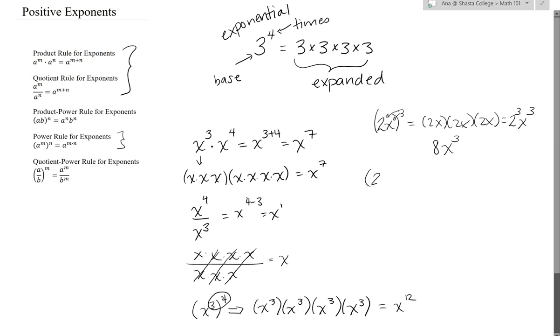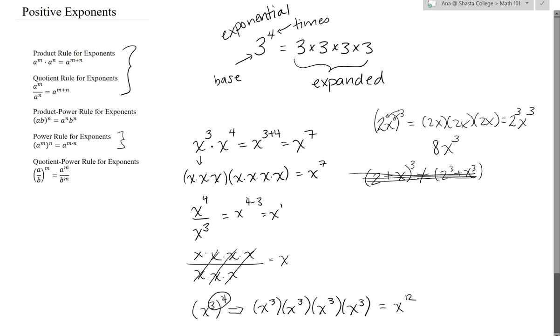The exponent does not apply in an addition problem. 2 plus x to the 3rd is not equal to 2 to the 3rd plus x to the 3rd. If you don't believe me, feel free to expand that out and multiply. You're going to get 4 terms, not just these 2. Okay, so this is bad news bears.